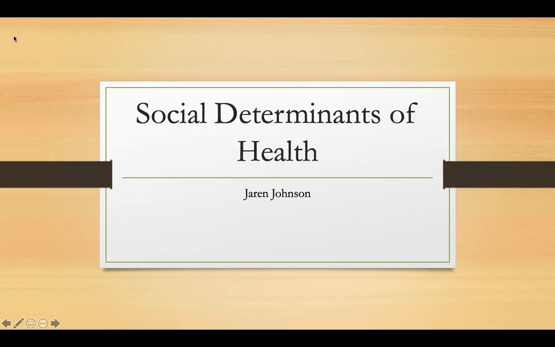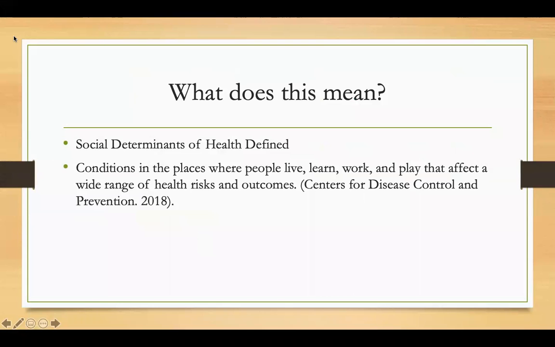Today we're going to talk about social determinants of health. So what does this mean? Social determinants of health are conditions in the places where people live, learn, work, and play that affect a wide range of health risks and outcomes.